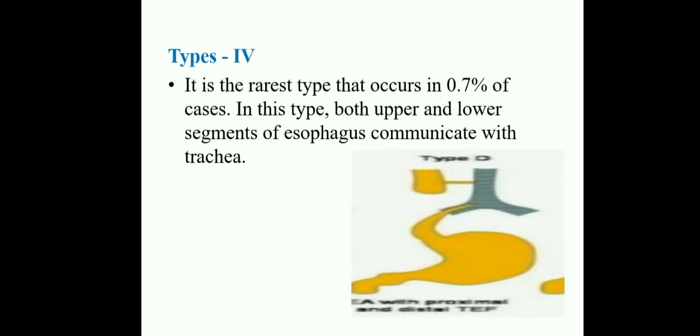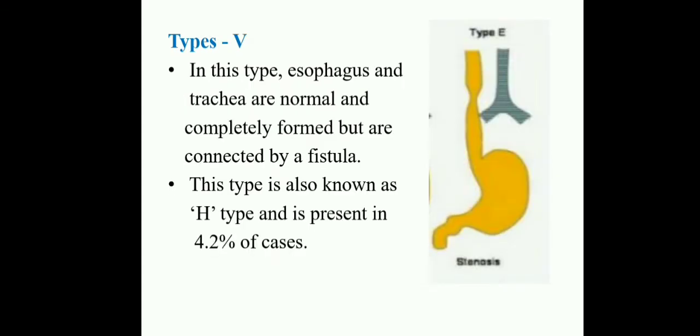And the next one is the fourth type. In this type, both the upper and the lower segments of the esophagus are connected with the trachea. In the fifth type, the H type, both ends are normal, but one small connection is there between the trachea and the esophagus. These are the five types of tracheoesophageal fistula. This is a very, very important classification.